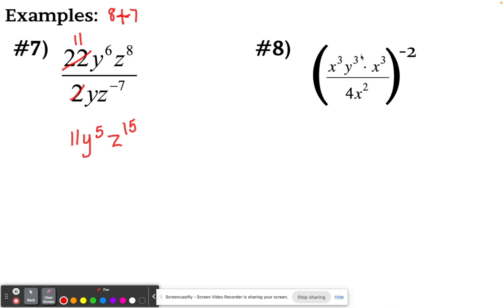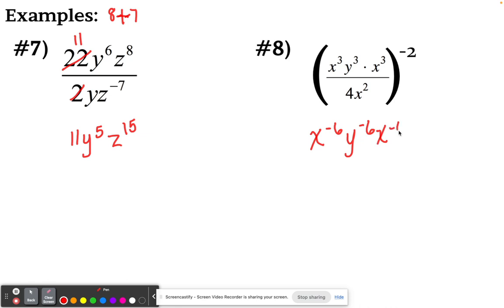Next, I'm raising everything to the negative 2 power. So I have power to a power and multiply them. 3 times negative 2 will give me x to the negative 6. 3 times negative 2 will give me another y to the negative 6. Raise this. X to the negative 6.